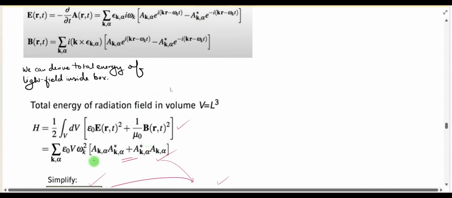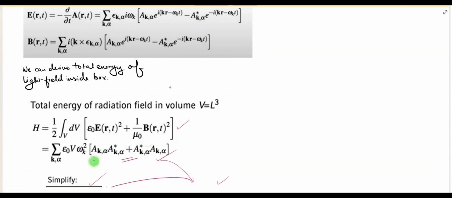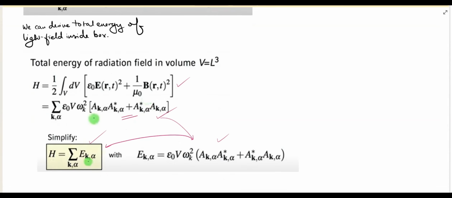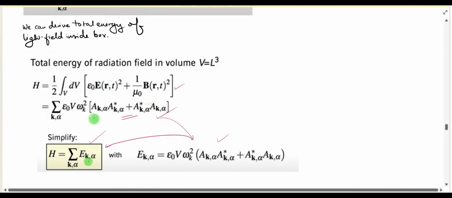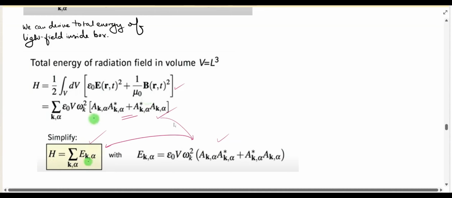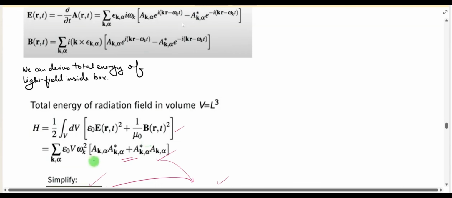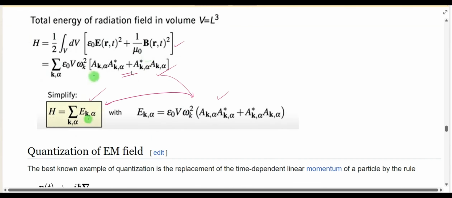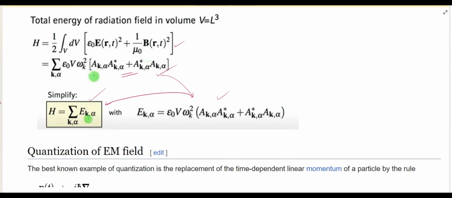So now, using these values, we can derive the total energy of the light field inside the box. In classical electromagnetism, this is how we define the energy of the radiation. Now, using these relations between E bar, B bar, and the magnetic vector potential that we saw here, we can derive that H, the total energy of the radiation field, is given by this particular relation. And this we can write in a simplified form like this, where e_k bar comma alpha are these values.